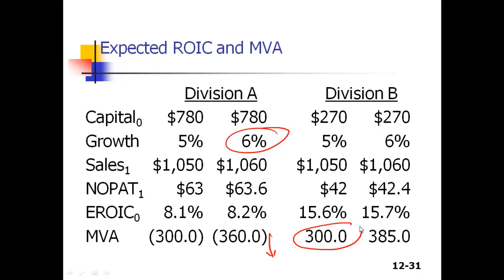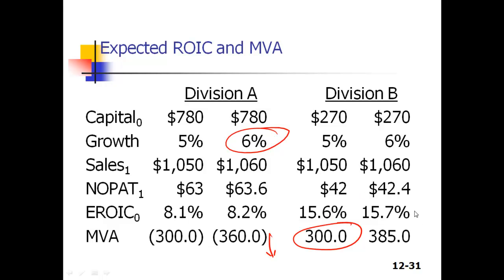Whereas Division B has a positive MVA. Why do you think Division B has a positive MVA even though it has lower profitability? Zarak? Yeah, its capital requirement is much lower. So the amount of money that needs to be tied up in capital is much lower for Division B. So even though it's slightly less profitable, it's less profitable on a lower capital base. Okay, so you can add more value in that scenario.